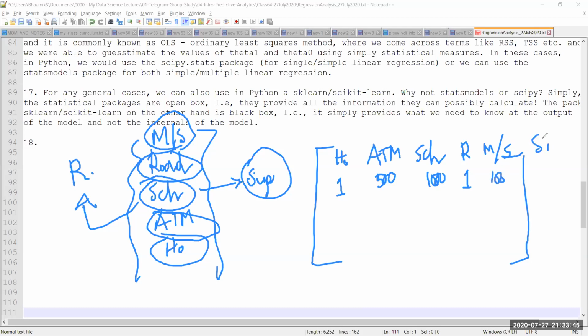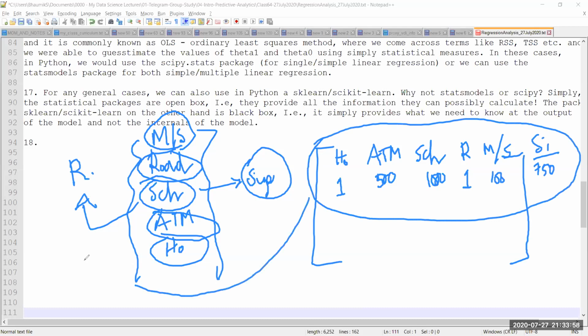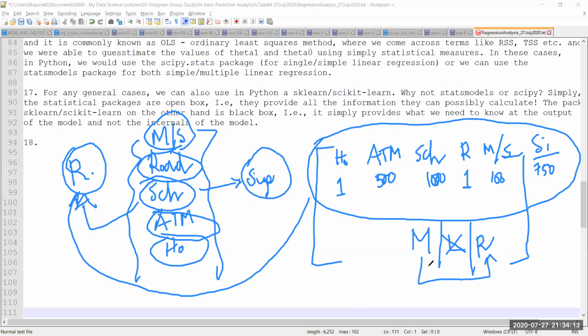Then what is the size of the house? The size of the house is, let's say, 750 square feet. Okay, that's the carpet area. A combination of all these variables is actually a more practical way to represent what is going to be the rent of the house. This problem statement is known as multiple linear regression, or a multiple regression use case, because we still don't know whether the relationship is linear or not.